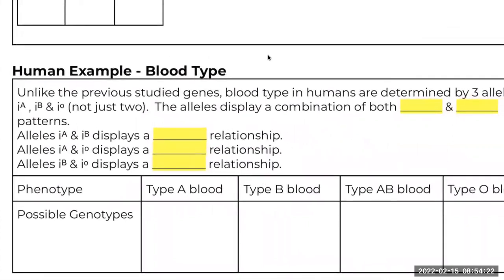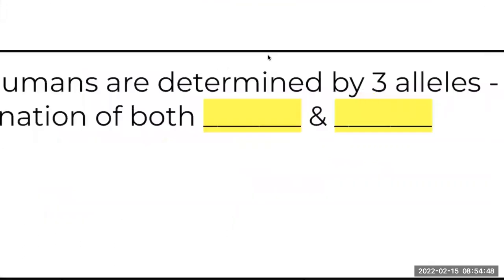And these alleles actually display different relationships. They don't just stick to one. Like before, you only have 2 alleles, so they display only codominance, or only incomplete dominance, or only complete dominance. This time we get a combination. They display a codominance and a complete dominance pattern.